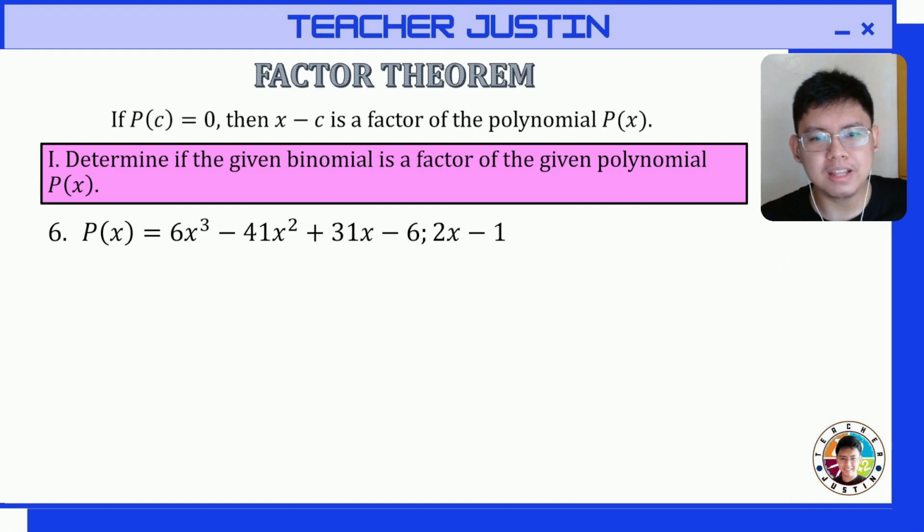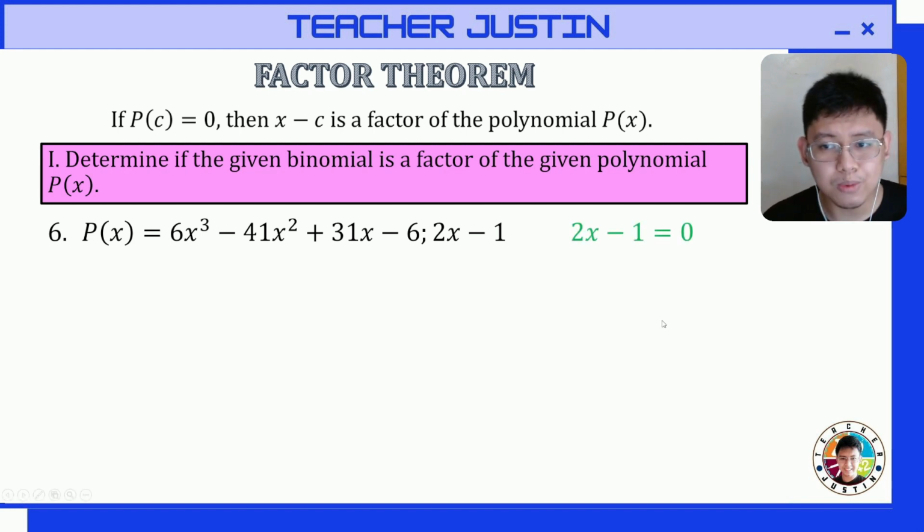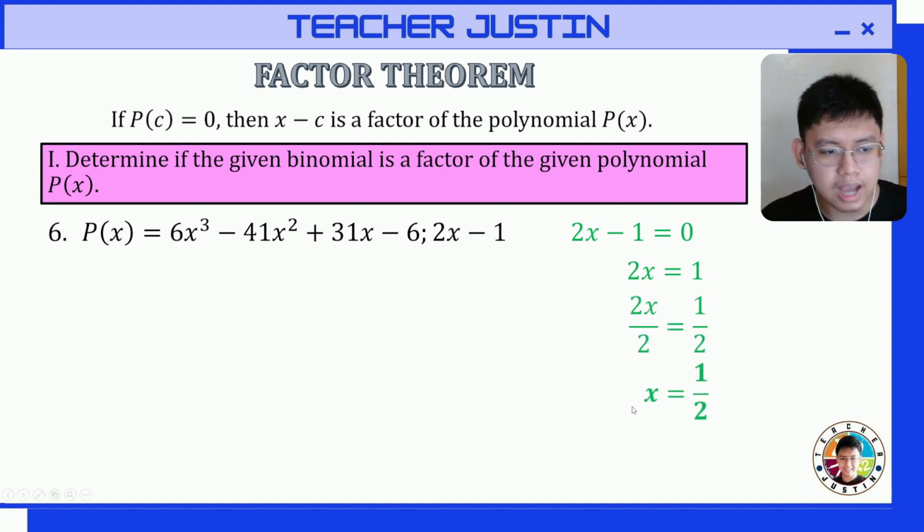Okay, let's determine if the given binomial is a factor of the given polynomial p of x. So, gagamit tayo dito ng factor theorem. So, ang first step natin pag gagamit tayo ng factor theorem is to get the binomial 2x minus 1 and equate it to 0. Tapos, let's solve for the value of x. Lipat natin si negative 1 sa kabilang side. Changing the sign, we will have 2x is equal to 1. Then, let's divide both sides by 2 to isolate our variable x that will be equal to 1/2.